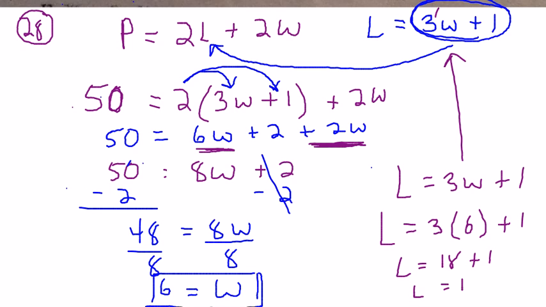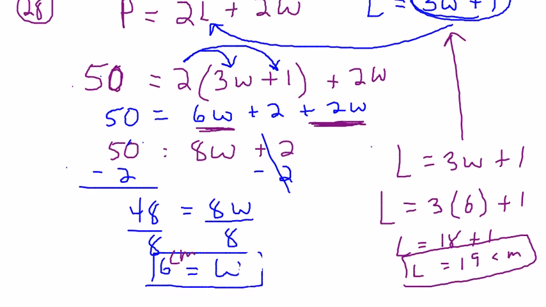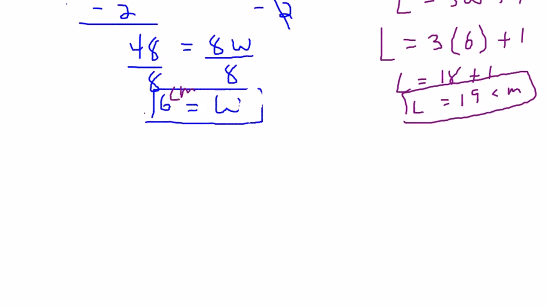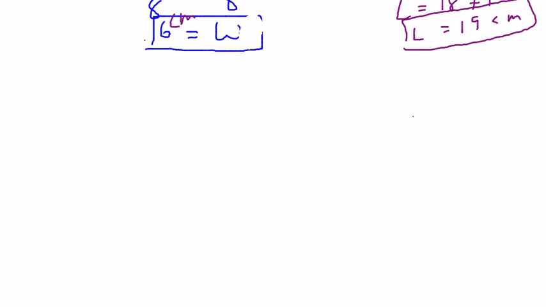L equals 19. So our width is 6 centimeters and our length is 19 centimeters. Those are our two dimensions. For the remainder of this lesson, we will be taking a look at a handful of multi-step equations and inequalities so we can become comfortable with solving them.